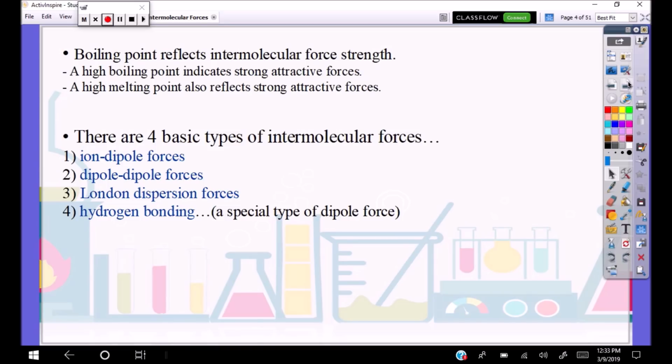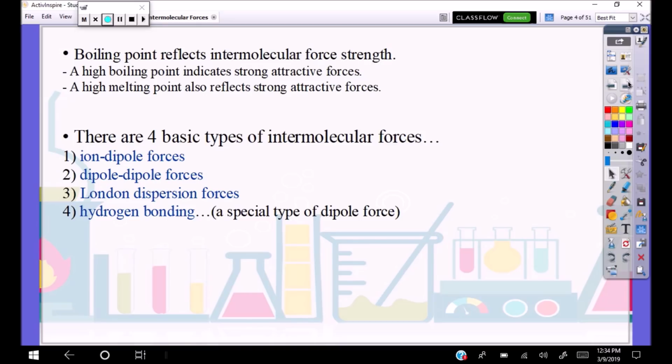So that takes me to boiling point. Like I said, we're going to look at some boiling point data, melting point data, a lot of different physical properties, and all of these things are a reflection of intermolecular force strength. A high boiling point indicates strong attractive forces, and a high melting point also reflects strong attractive forces. Higher temperatures mean more kinetic energy. More kinetic energy causes more vibrations, which causes the intermolecular forces to dissipate because we have more movement going on.